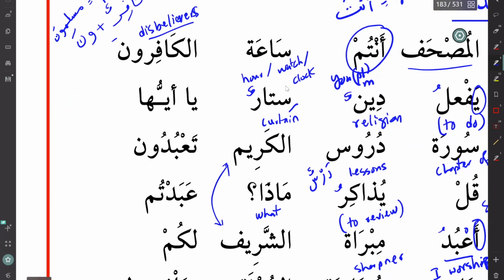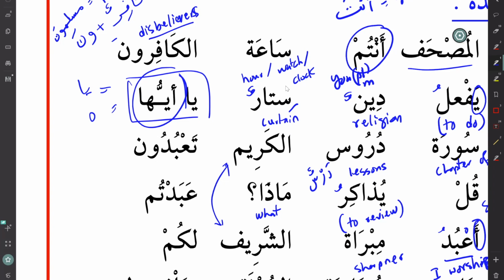Now, ya ayyuha. Ya ayyuha, honestly, the whole thing means oh, which is the same thing as ya. It's just the same as saying ya. But what is this ayyuha? Inshallah, that is something I will explain to you when we go through the surah. Ya ayyuha is the same thing as ya. Okay, let me write this one better.